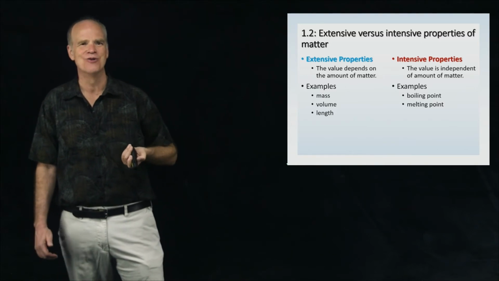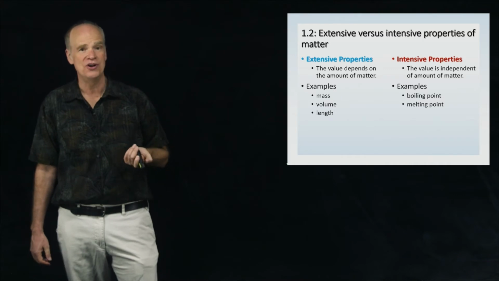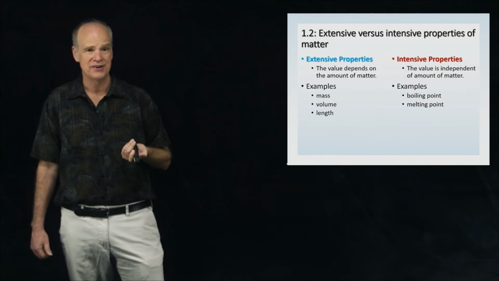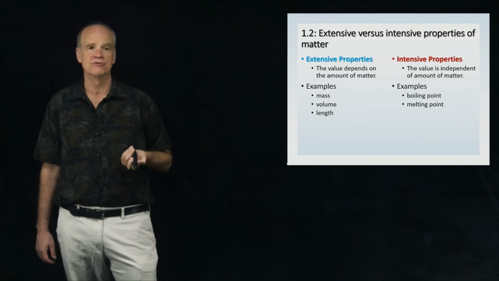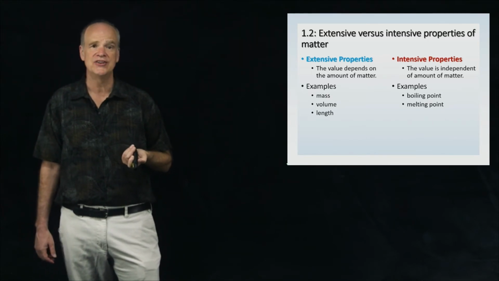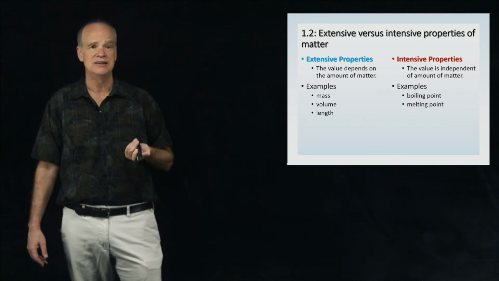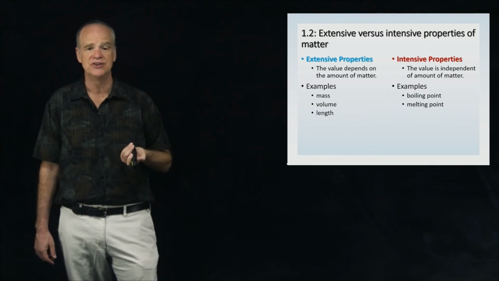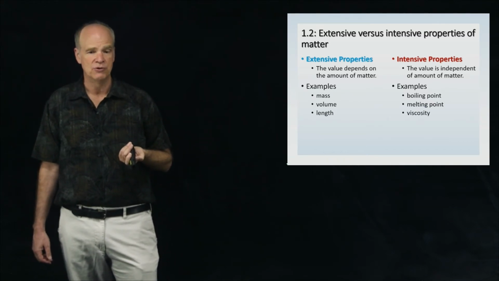You had a lot more water, a lot more matter, and you boiled that tub full of water. The question is this: would it have a different value for the boiling point? It would have the same value of the boiling point. It would have exactly the same value of the boiling point. So what you can see is boiling point is a property whose value does not depend on the amount of matter you have. Another example would be melting point.